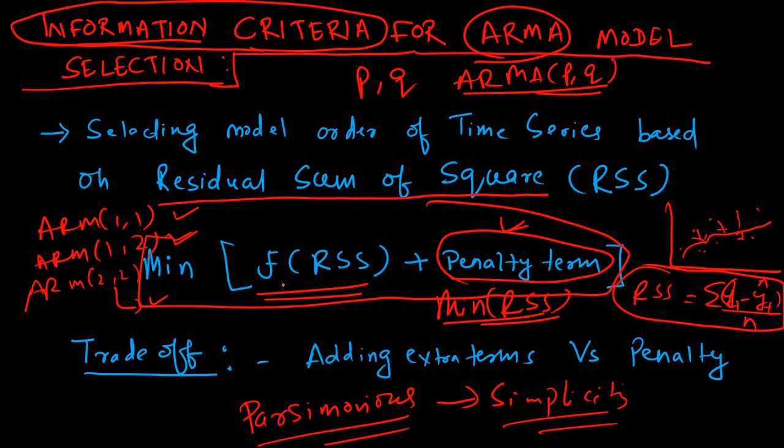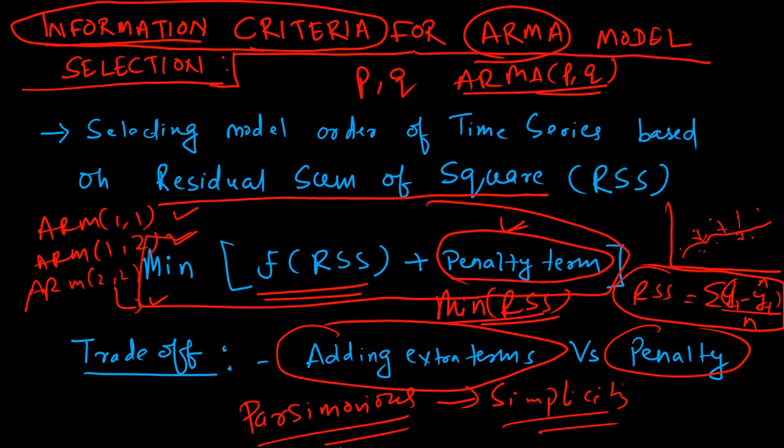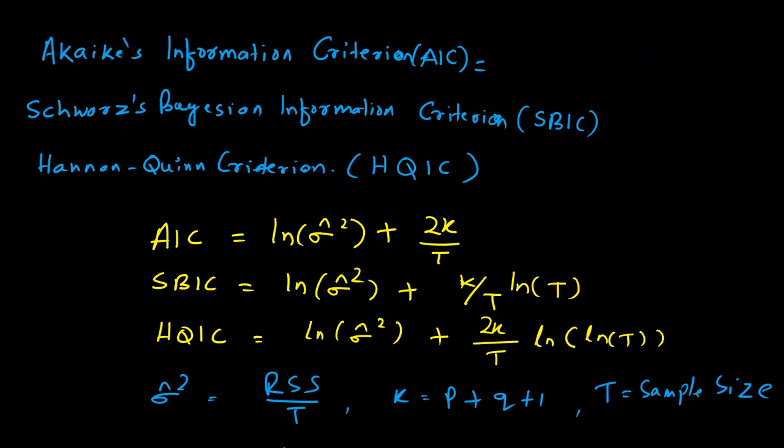So hence, while selecting the order, it always penalizes for adding more number of lags in the model. So the trade-off here is adding extra terms and the penalty, right? If you keep on adding more terms, it will penalize you in the information criteria. So what are the information criteria available, and let's see how this penalty term is part of these information criteria. Here it is.